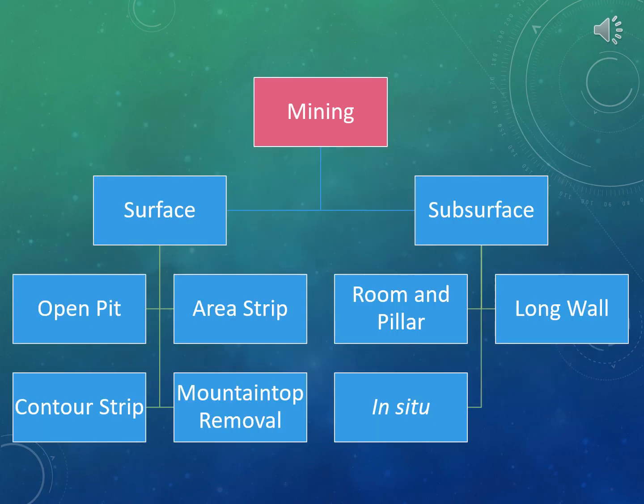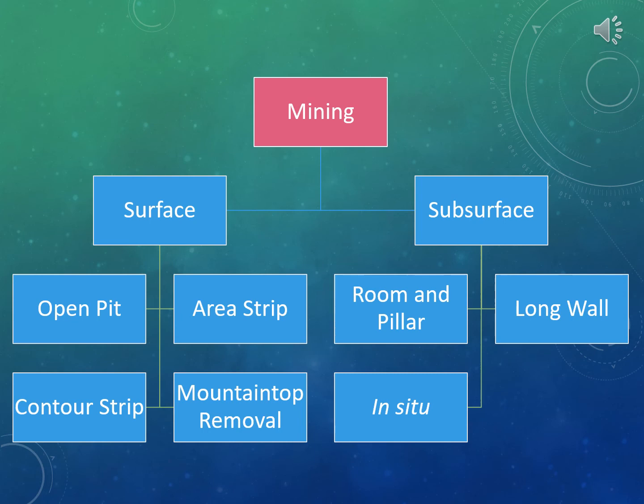Shift gears and talk about mining. We've talked about public land, we've talked about urbanization. Now let's talk about how we get access to resources on that land. There are two major categories of mining: surface and subsurface. Surface mining is exactly what you think. It takes place on the surface, and there are four different types.